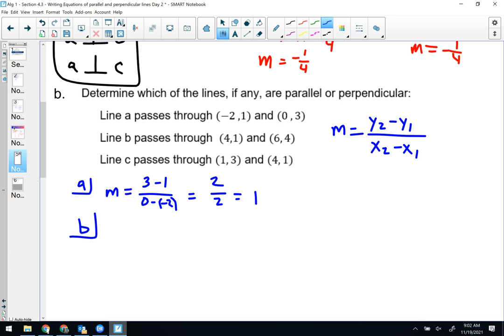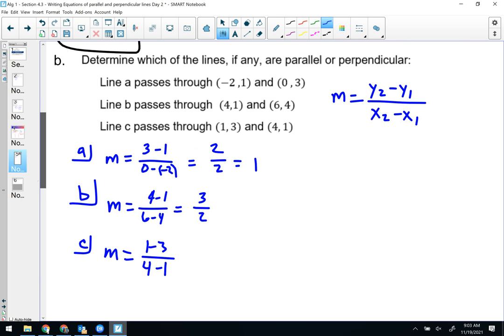Line B. The slope is 4 minus 1 over 6 minus 4. Okay, 4 minus 1 is 3. 6 minus 4 is 2. 3 over 2. Do you have a question, Sam? No, you get that one. Okay. And then line C, the slope is 1 minus 3 over 4 minus 1.